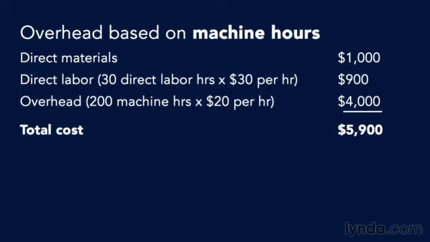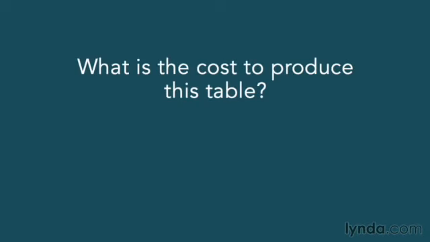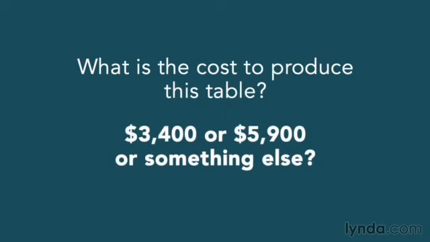Here's the problem, though. I got two different costs here, depending on how I assign the overhead. I got $3,400 and I got $5,900. Which is the right cost? What does it cost to produce this table? Is it $3,400, where we assign the overhead based on the proportion of direct labor hours, skilled craftspeople usage? Is it $5,900, where we assign the overhead based on how intensively we use the machines? Or is it something else, some combination of the two, or something else entirely?